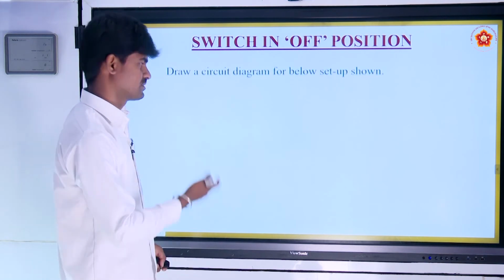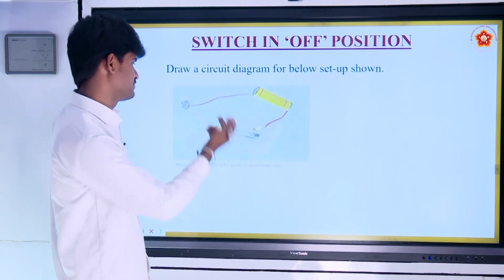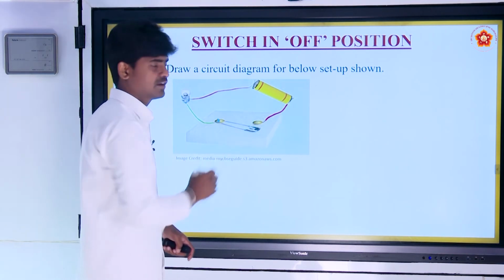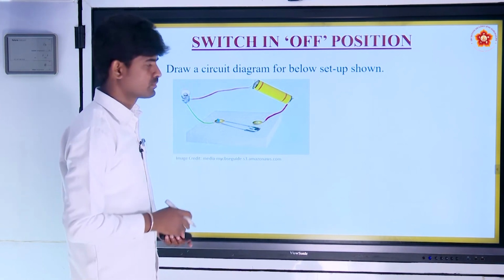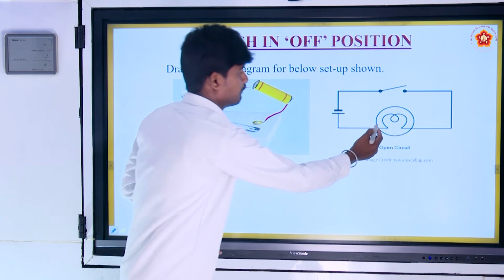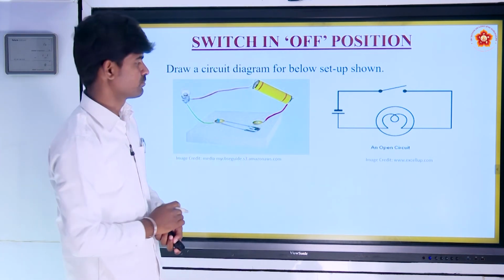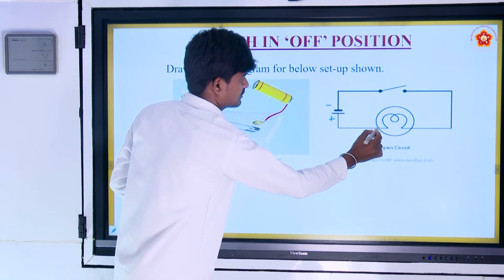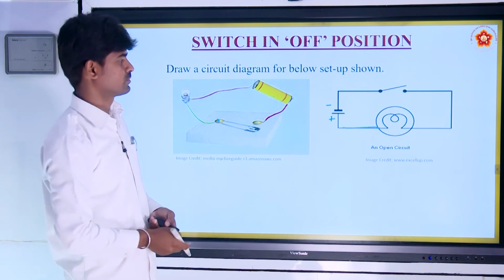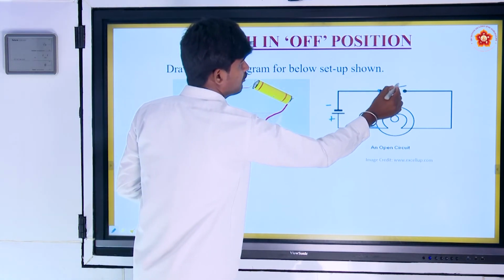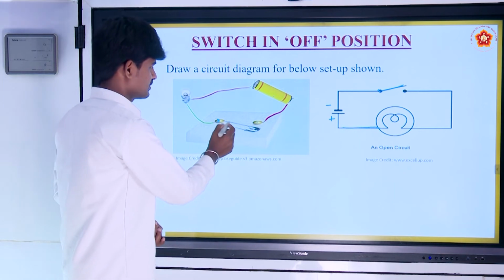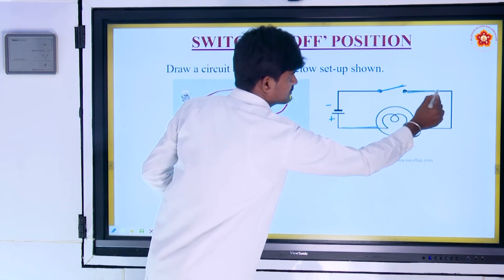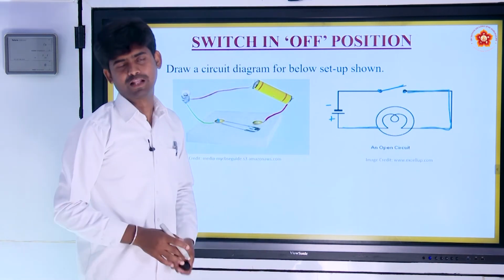Next one, switch off position. Now, yes, here is the diagram. Observe the diagram. See, the switch is in the off position. It doesn't touch the other end of the safety pin. Here there is a bulb, and also the cell, plus and minus, and the lines indicate wires, and the switch is off, meaning it doesn't touch the other end. Like that we have to write the circuit diagram, with the other end of the wire connected to the bulb.